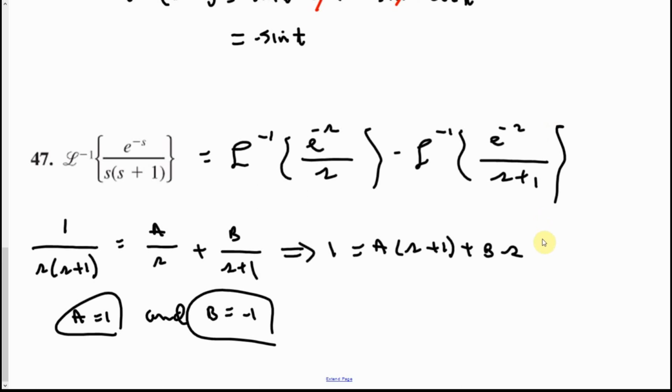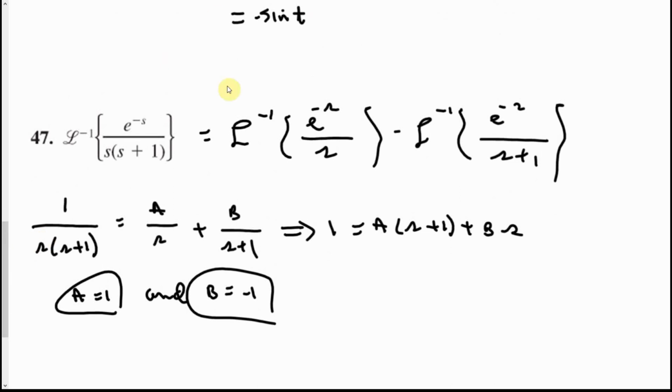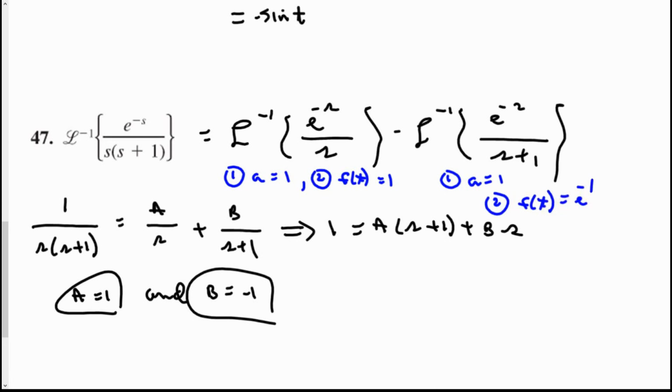Okay. Now we can finish writing the answer. Two things you want to recognize. What is a? Well, here a is 1. And then secondly, what's the function? f of t is 1, because the Laplace transform of 1 is just 1 over s. And then for this guy, it's the s plus 1. So what is a? a is equal to 1. And then two, what's the function? f of t looks like e to the negative t. All right?